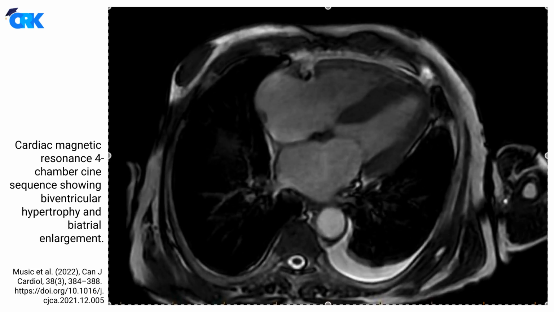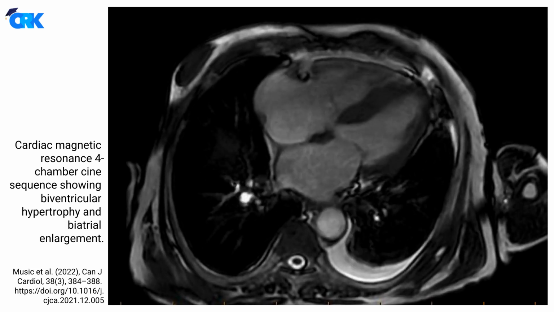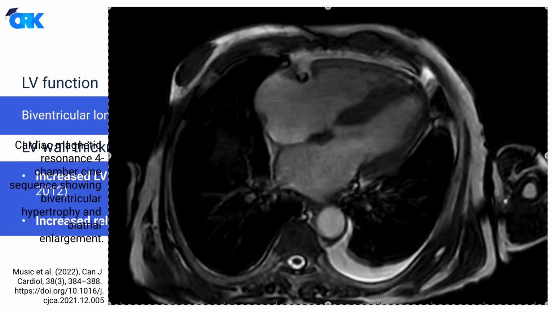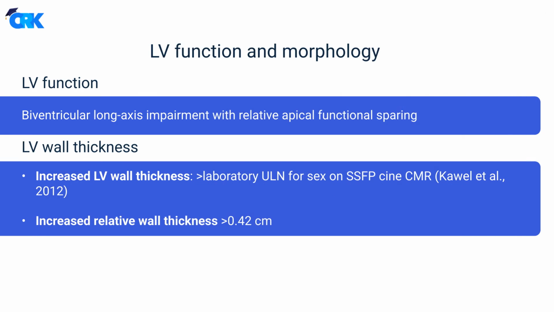Such imaging findings, especially when combined with clinical data and biomarker levels, are essential for early detection, staging, and monitoring of disease progression. Thickness is considered abnormal if it exceeds the upper limit of normal based on sex-specific lab standards. And importantly, if the relative wall thickness is greater than 0.42 centimeters, that further supports the diagnosis.